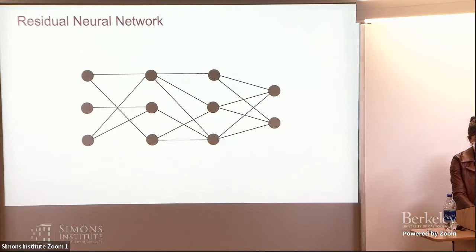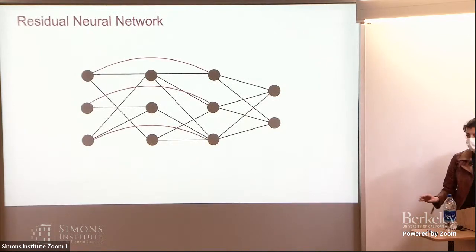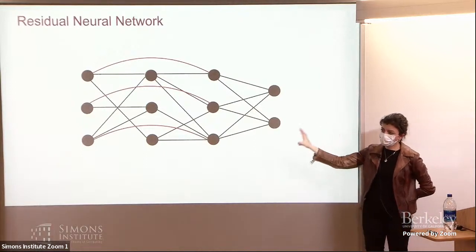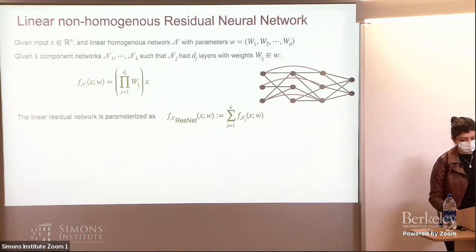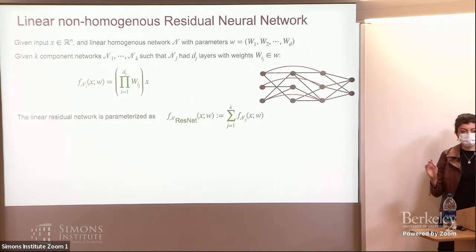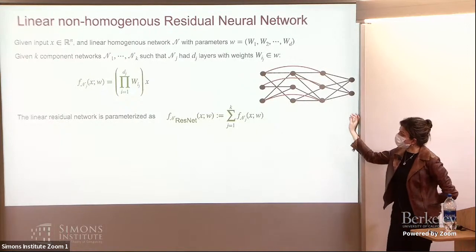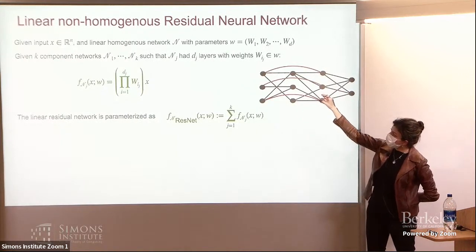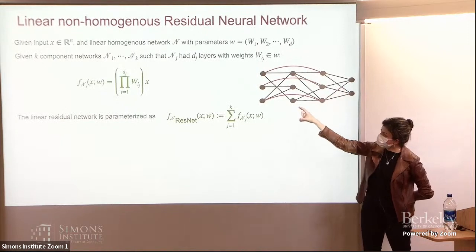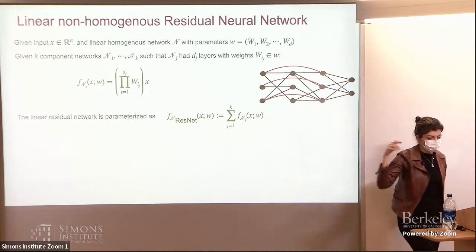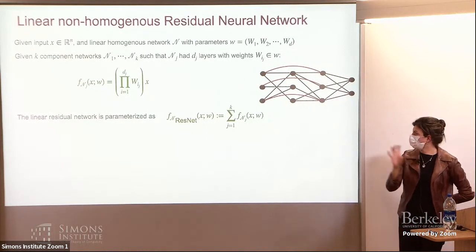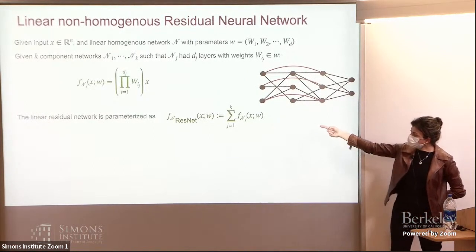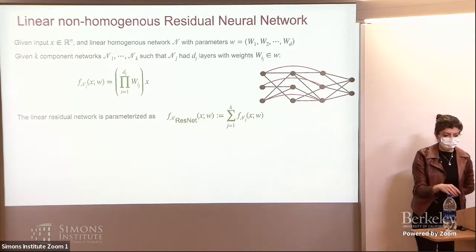The other kind of analysis results that we have is related to residual neural networks, in which basically you start from a homogeneous neural network and you skip some layers. So in the case of linear non-homogeneous neural network, we can show it by starting from a homogeneous network N and then constructing these compact networks N1 to Nk, such that each of them is basically selecting a bunch of layers. And then the ResNet is going to be the summation of these compact networks.